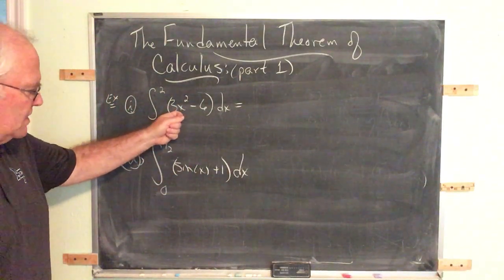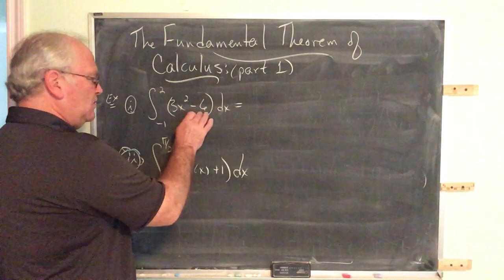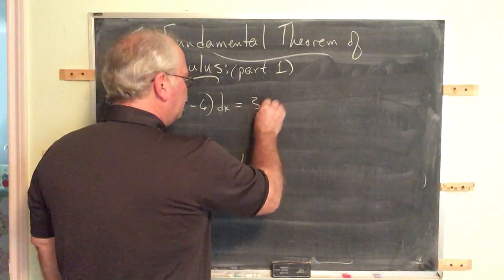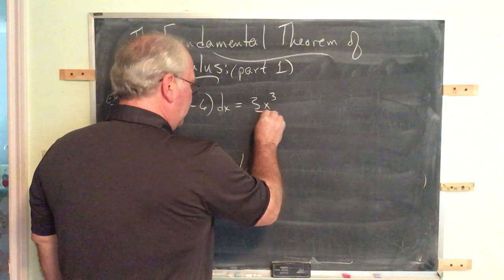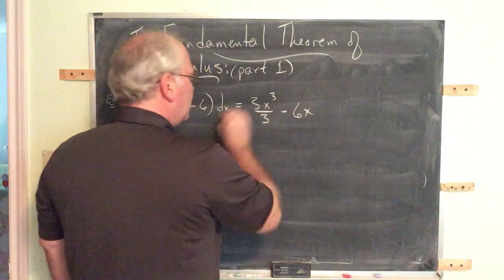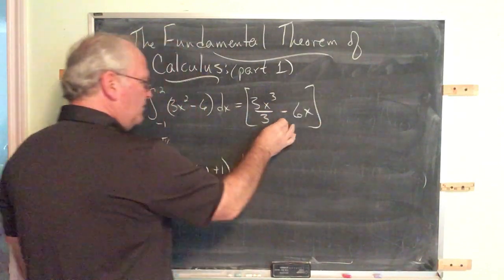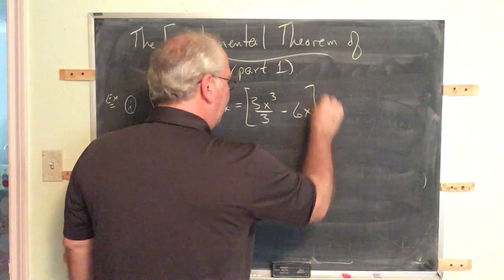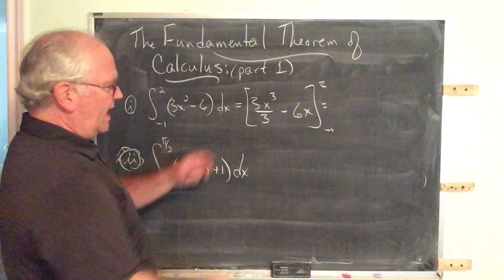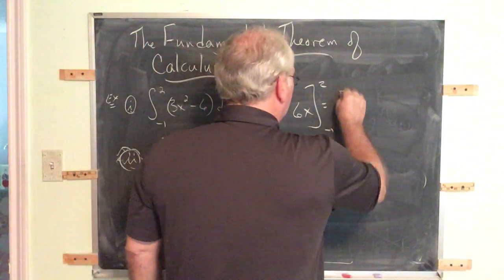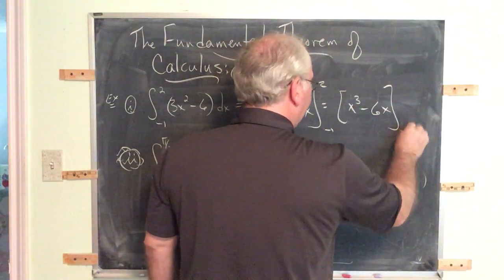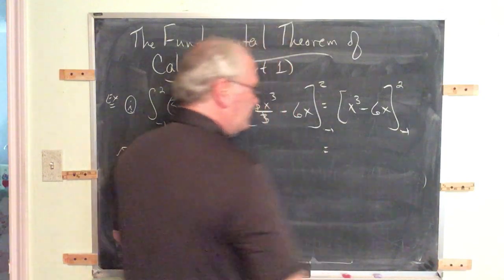Well, what's the antiderivative? So this is power rule. So this is 3x to the third over 3. I'll go ahead and grease the skids here, a little bit of our memory bank here. This is 6x. And here's where my brackets come into play nicely, from -1 to 2. And I'm going to rewrite, the 3's cancel. So this is x to the third minus 6x evaluated from -1 to 2.